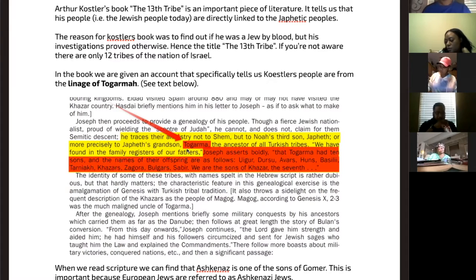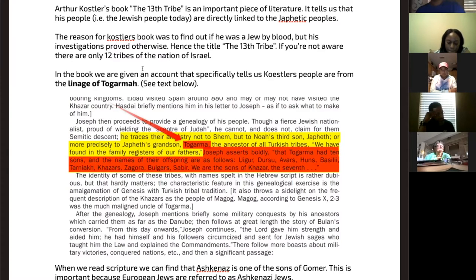So it says here, he traces their ancestry not to Shem, but to Noah's third son, Japheth, or more precisely, to Japheth's grandson, Togarma, the ancestor of all the Turkish tribes we have found in the family registers of our fathers. Joseph asserts boldly that Togarma had 10 sons, and the names of their offspring were as follows: Uger, Dursu, Avars, Huns, Basili, Tarinuk, Tarniak, the Khazars, Zogora, Bulgar, Sabar. We are the sons of the Khazars, the seventh. Okay, so this is from Arthur Koestler's book, The 13th Tribe.